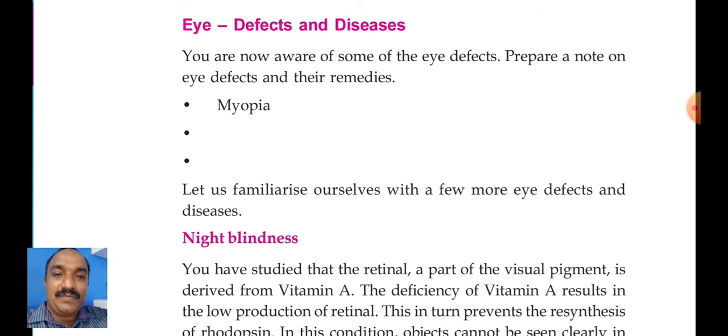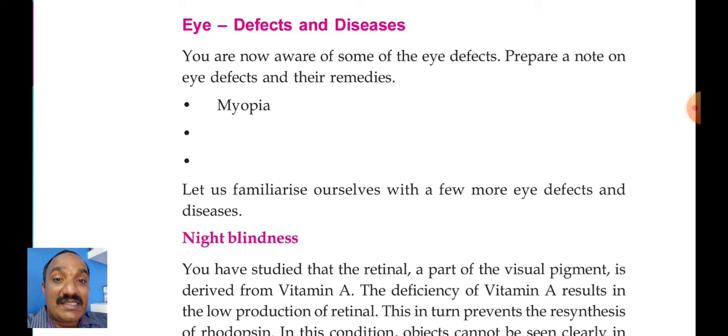Okay, children? Next, one more disease that is also studied: presbyopia. When we studied about the lens in the eye in the first part of this chapter, we discussed that it is transparent, it is convex, and it is elastic in nature.